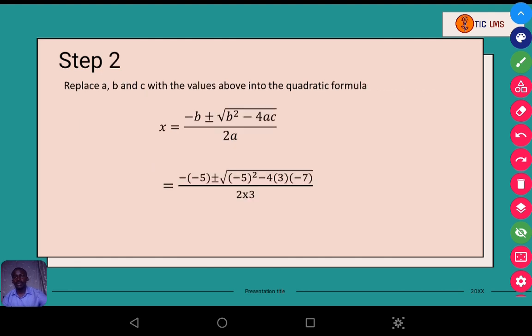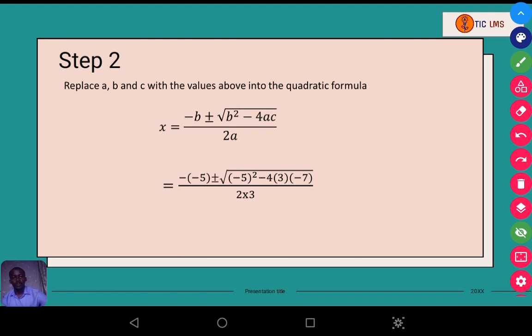Now, we move on to step 2, which says that replace a, b, and c with the values above into the quadratic formula. Here is the quadratic formula. In one of our videos, we described how this quadratic formula was derived using the completing the square method from a normal quadratic equation, so you can check that in one of our videos. We replace the values of a, b, and c into this equation.